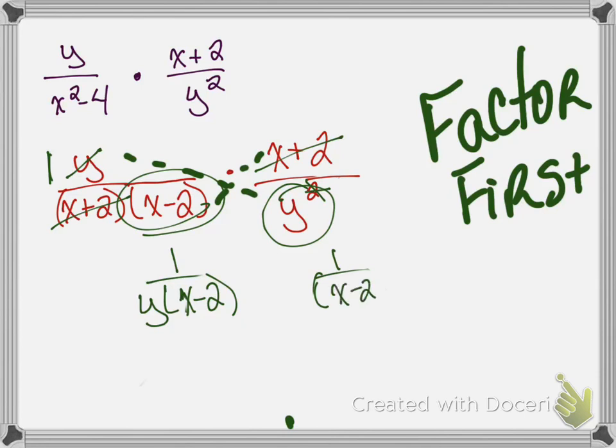x minus 2. Okay, both of these are correct. What is not correct is that right there. Okay? You've got to have that x minus 2 in parentheses. You've got to have that in parentheses.